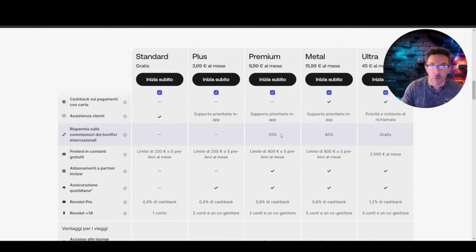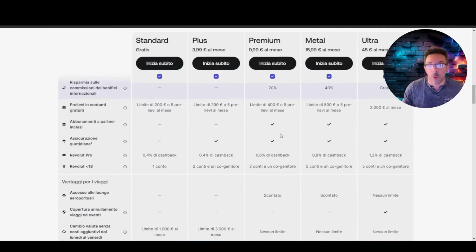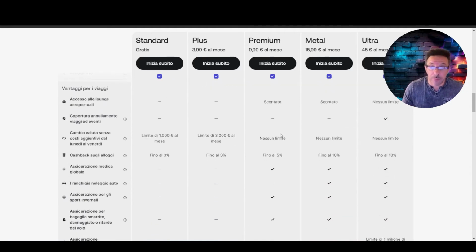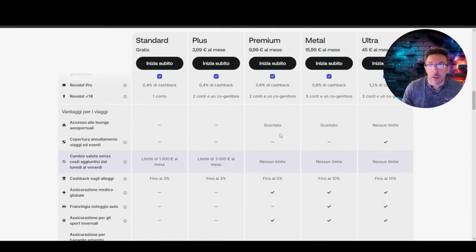Then you have a withdrawal limit of 400 euros per month. That is, you can withdraw up to 1,000, but up to 400 euros, you don't pay ATM fees. After 400 euros, you pay fees on withdrawals, but honestly, if you use the card, you never really withdraw cash. You get 0.6% cash back, 2 accounts and a co-parent, discounted access to airport lounges.